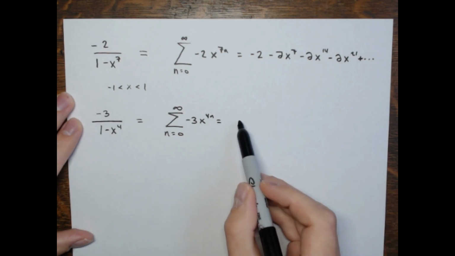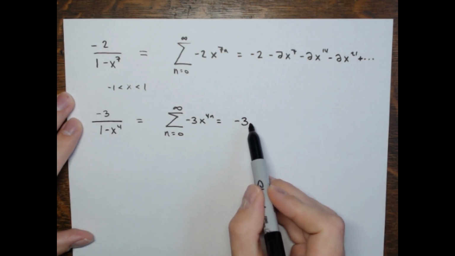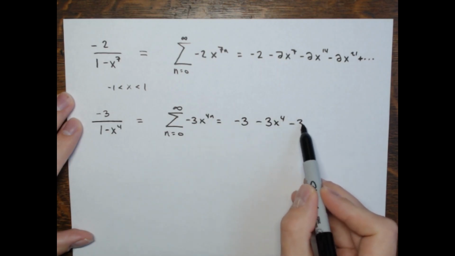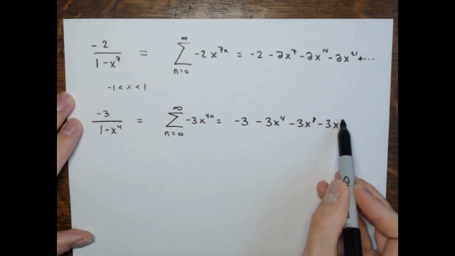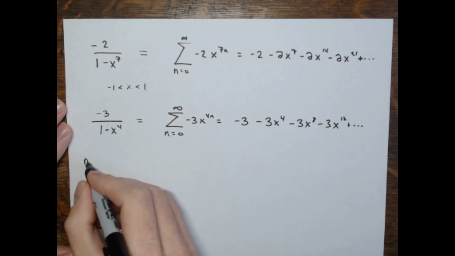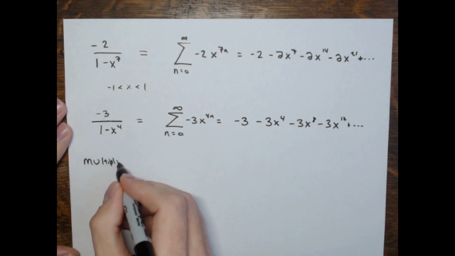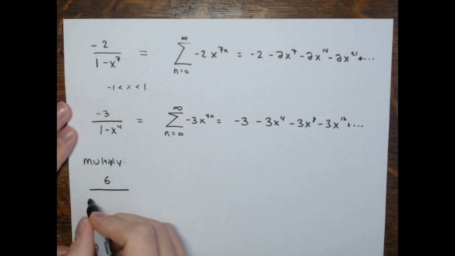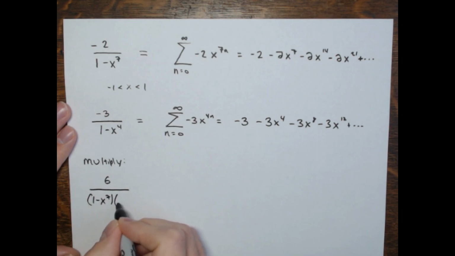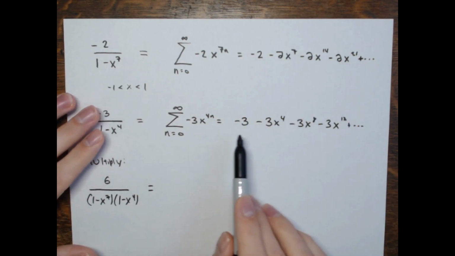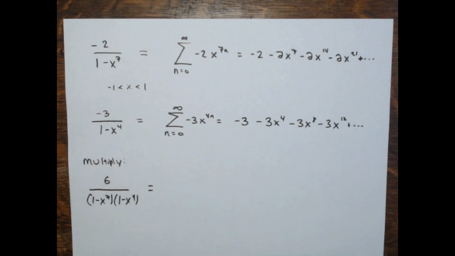And if I write out the first several terms of this, you've got negative 3 for the first term, then negative 3x to the fourth, and then keep multiplying by x to the fourth: negative 3x to the eighth, negative 3x to the 12th, and so on. We are multiplying these series. So we'd have this times this. That'd be positive 6 over 1 minus x to the 7th times 1 minus x to the 4th. Well, again, it would just be like multiplying this polynomial by this polynomial. Now remember how to multiply polynomials.